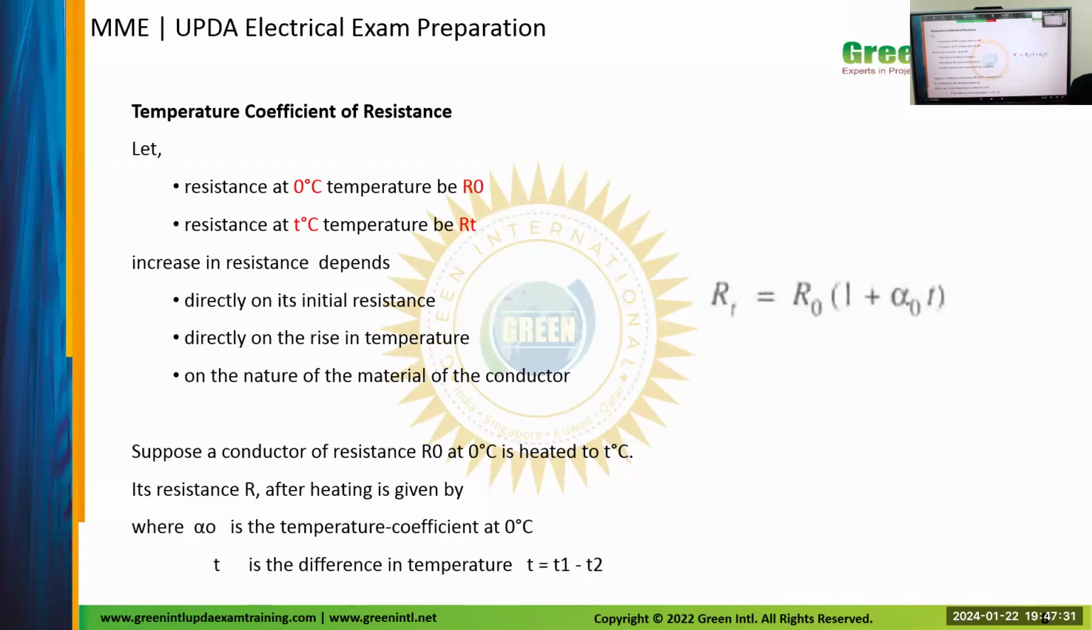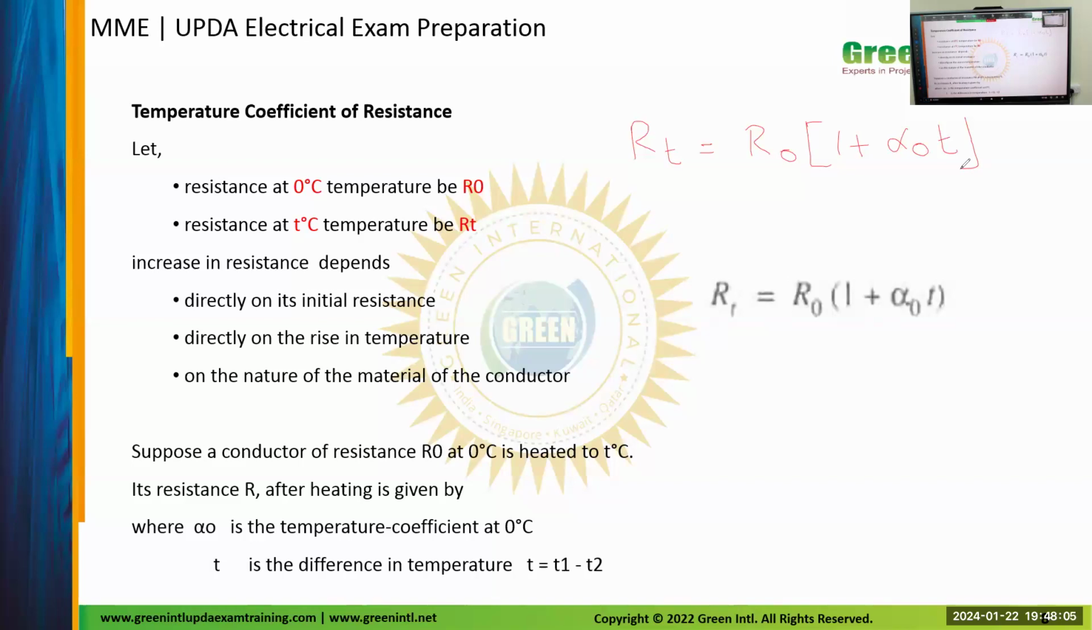Now we need to calculate the resistance if the temperature varies. So this is the formula if the temperature changes. Here RT is equal to R naught into 1 plus alpha naught T. So this is the formula to find the resistance for variable temperature.